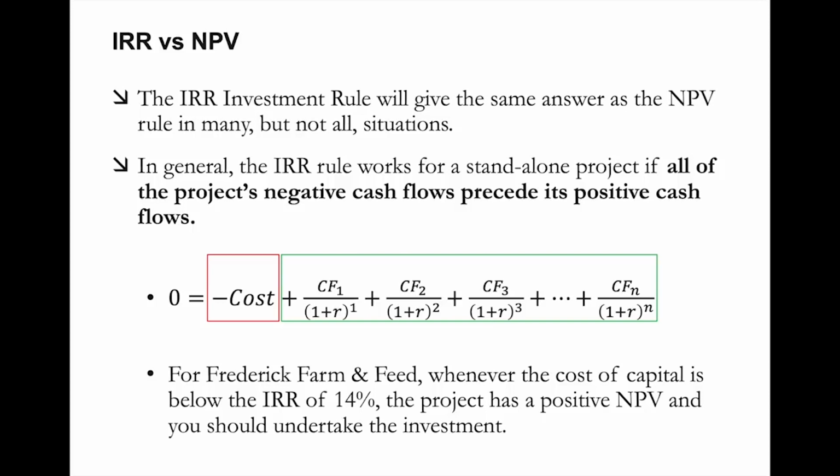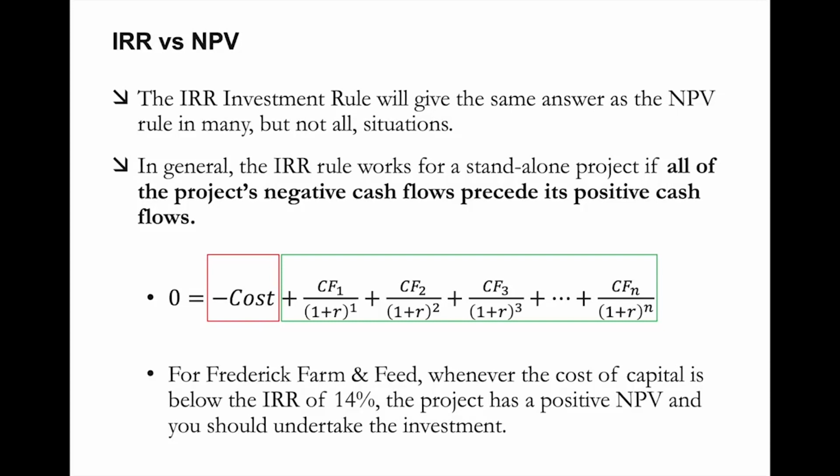So this is where it gets a little bit more complicated. It's important that we are aware of the pitfalls in using the internal rate of return, which we will cover shortly. So in general, the internal rate of return rule will work for a standalone project if all the project's negative cash flows precede its positive cash flows. So keep in mind, every example we have been looking at so far is for a standalone project.